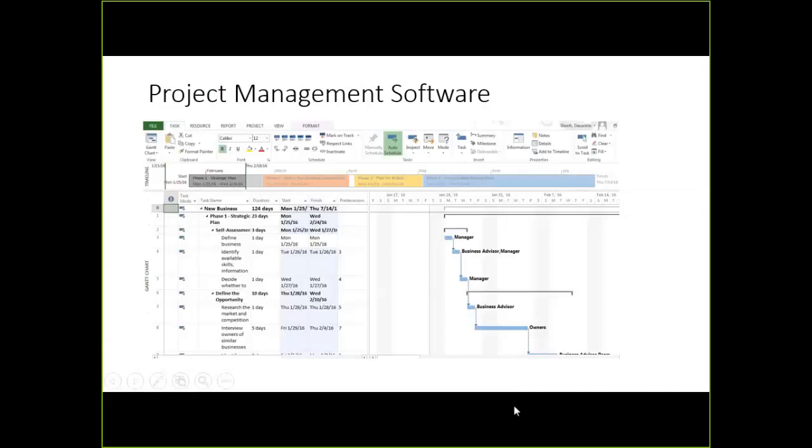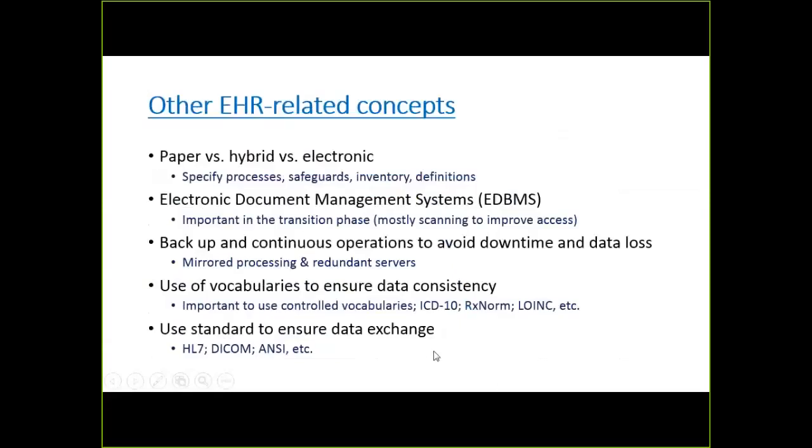All right? What are some other EHR related concepts? Paper versus hybrid versus electronic. Just make sure you understand the difference. Paper is just paper. Hybrid includes some electronic, some paper, and electronic is straight electronic. You just make sure that you know how processes need to be specified in one way or another. Safeguards, it doesn't matter, you still have to treat all the information equally. The inventory and the definitions, just knowing where each type of information is. If you have hybrid, especially, that becomes even more complicated.